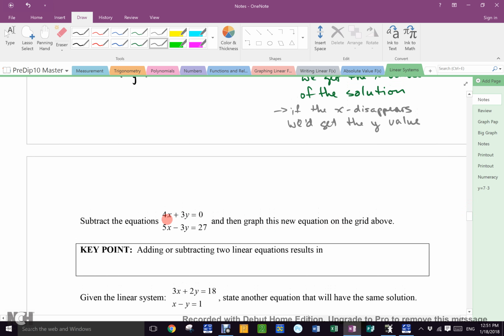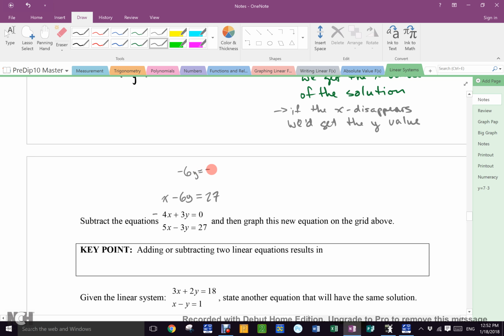Now, this question says subtract. So let's subtract. We're going to subtract upwards, because I screwed up the typing and there's no room here. What is 5 minus 4? x. What is negative 3 minus 3? We're subtracting. Negative 6y. And what is 27 minus 0? 27.